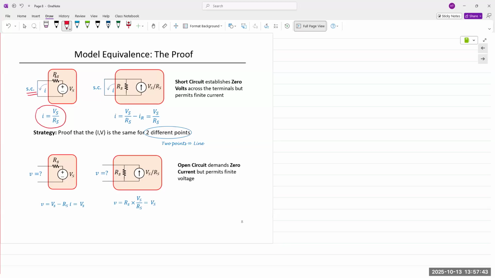Yes, so the question being asked is about the short circuit. No, the short circuit is we are actually taking both terminals and just connecting a wire between them. There's nothing else over there, just a wire.